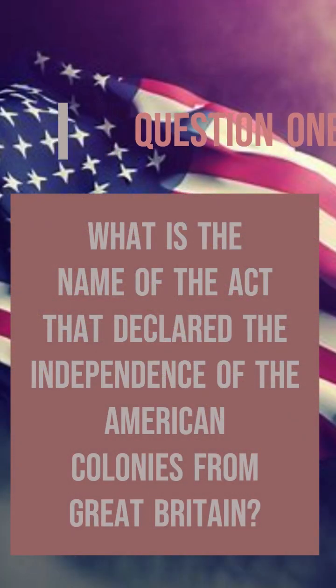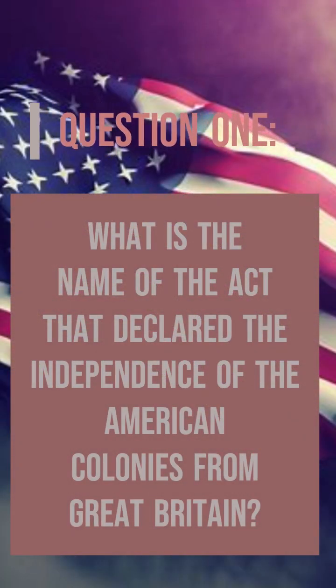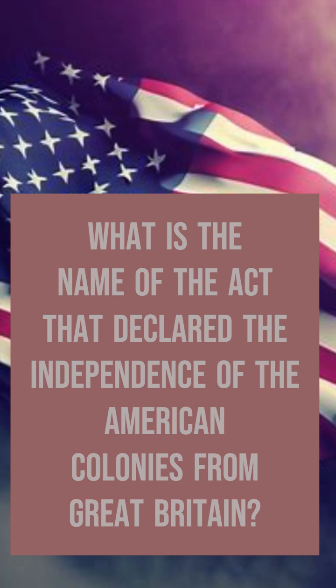What is the name of the act that declared the independence of the American colonies from Great Britain? The act that declared the independence of the American colonies from Great Britain is known as the Declaration of Independence. It was adopted by the Second Continental Congress on July 4, 1776.